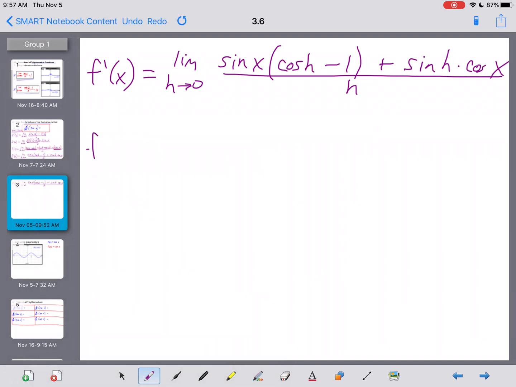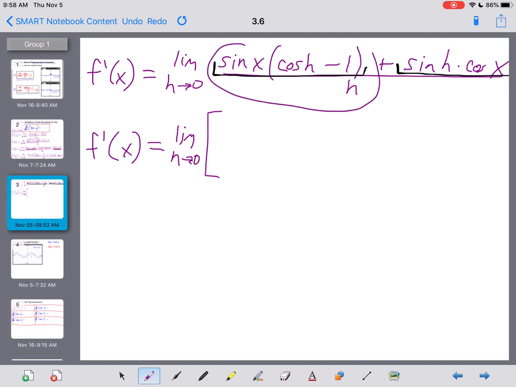Okay, so we are now going to say that the f prime of x right here is equal to, and I'm going to keep the limit right here as h approaches 0, but now we're going to start to get a little bit interesting. I'm going to put a big set of brackets right here. And what we're going to do is take advantage of the fact that my numerator right now is really two big terms. That is one term in the numerator, and that's a second term in the numerator. So I'm going to write this now as basically this term right here with the h on the bottom, sine of x times cosine of h minus 1 all over h. And then I'm going to do plus this term right here, sine of h cosine of x all over h.